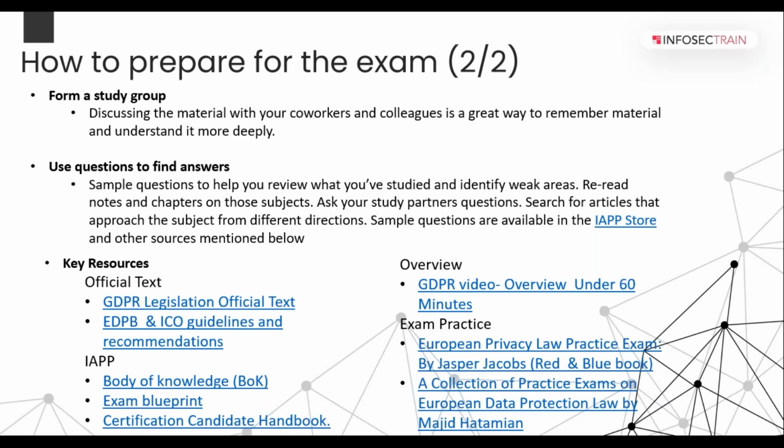Apart from that, I personally used some exam practice material. Without exam practice, you cannot clear this exam. That is quite obvious, because studying the concepts and theory is one part, but practicing with exam questions is the most important part, I would recommend. Some of the resources are European Privacy Law and Practice Exam by Jasper Jacobs. There are two books, the Red and Blue book, and there is another famous material by Majid Hatemin.